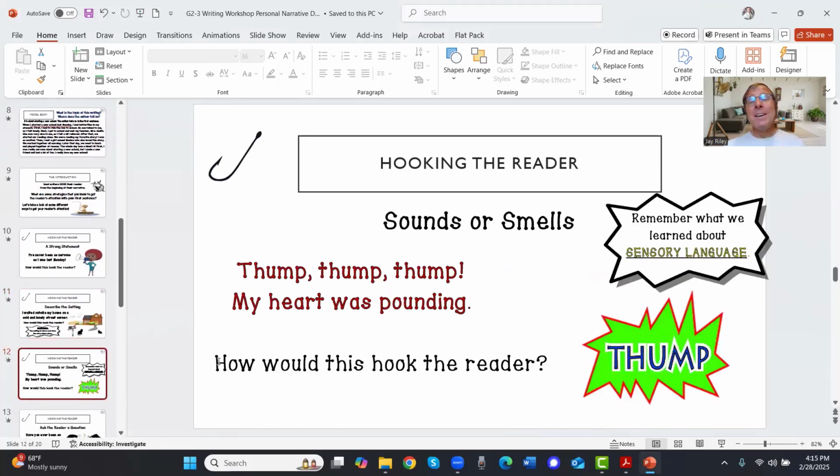Sounds and smells. Not only do students love this, but this is a lot of fun to teach. Thump, thump, thump, my heart was pounding. I might pair an ELA lesson on onomatopoeia with this particular writing workshop lesson. So if I was doing my centers in the morning, I might do a lesson on onomatopoeia in the morning, and I'd include that in my centers. And then I would teach this strategy in my writing workshop in the afternoon.